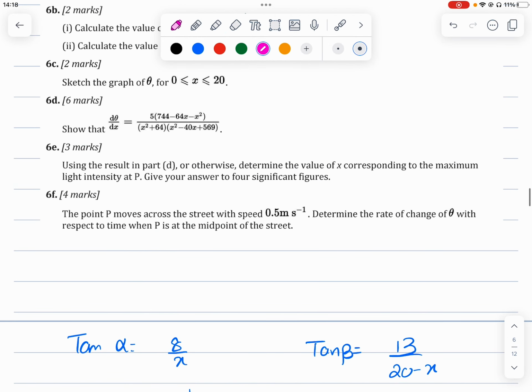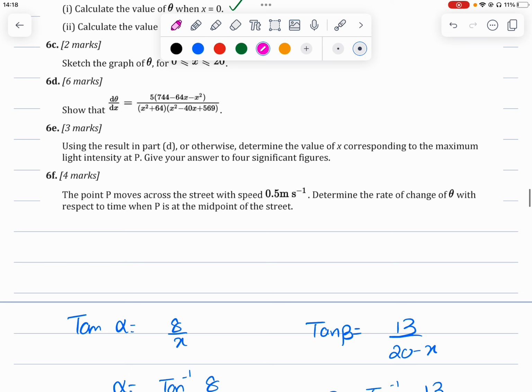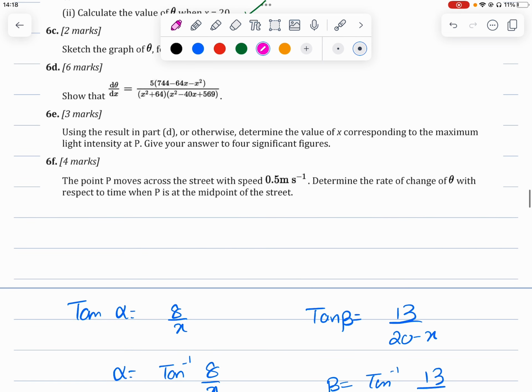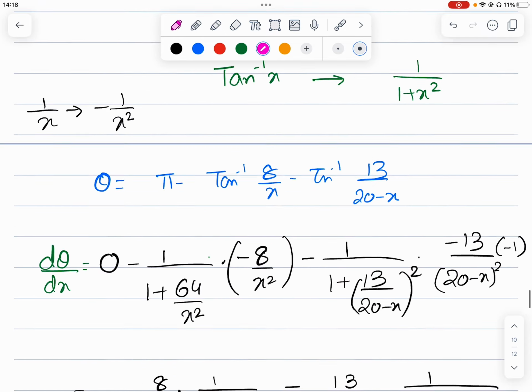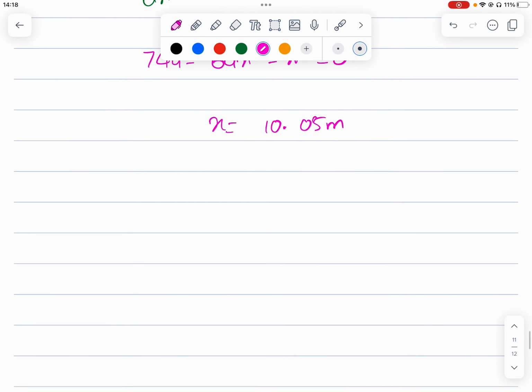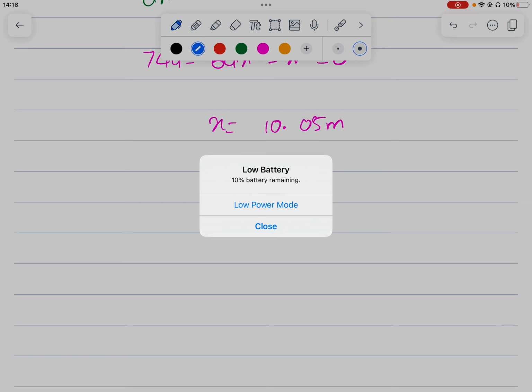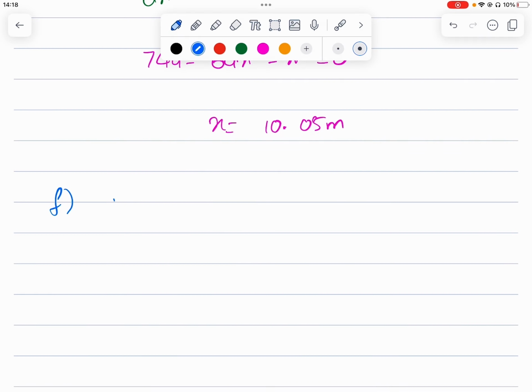Part F. The point P moves across the street at a speed of 0.5 meters per second. Determine the rate of change of theta with respect to time when P is at the midpoint of the street. So he has given that P is moving across the street at a speed of 0.5 meters per second. So dx upon dt is 0.5 and x equals to nothing but what? 10.